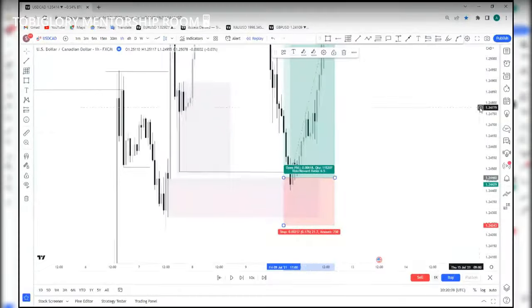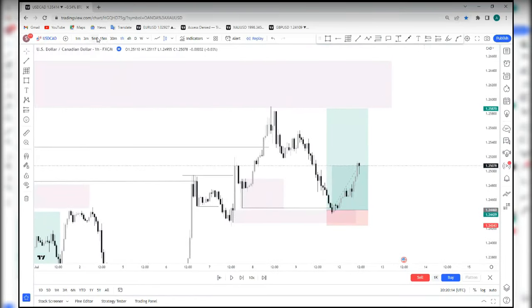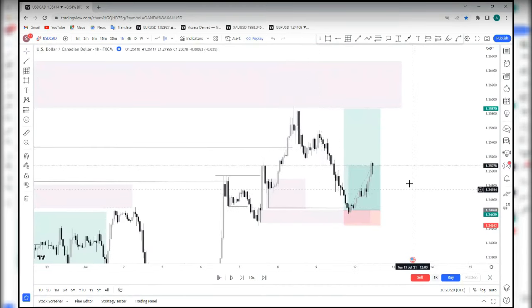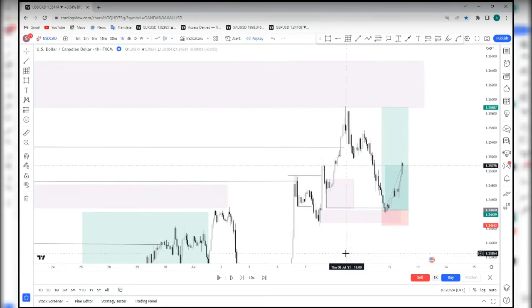You can see there's a clearer structure. So this place, if you go to 15 minute time frame, you will see that this place gave you confirmation to sell, to clear this liquidity, and boom, target this high. How many pips? 142 pips. That's what I'll be targeting.